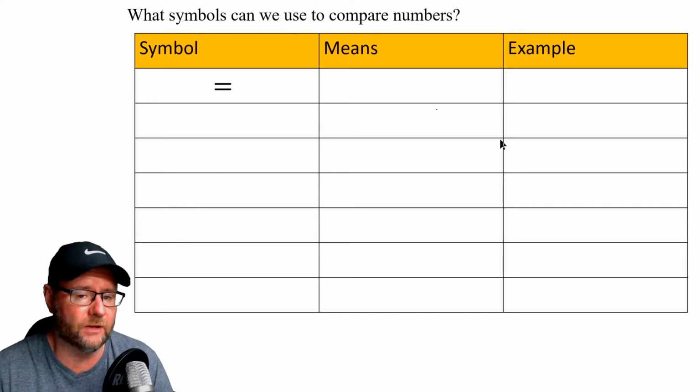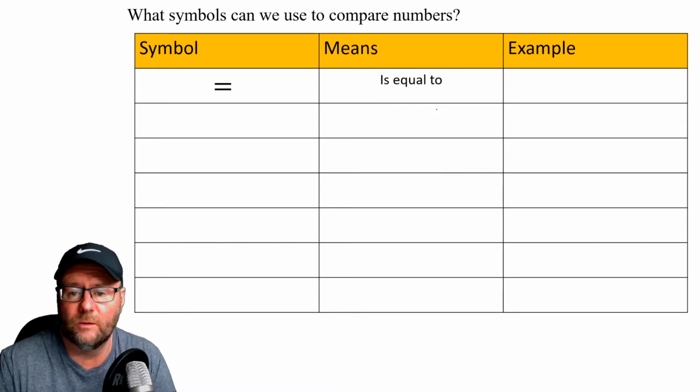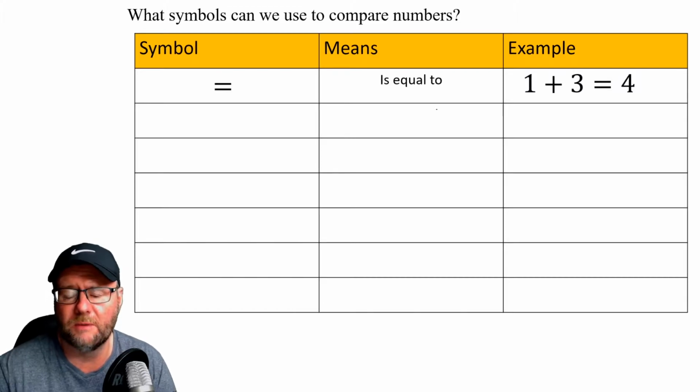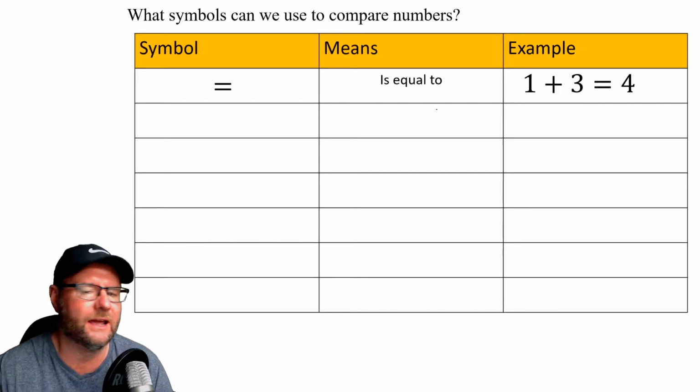Well, this one hopefully you've all seen before. It's nice and easy. It's the equal sign, and it just means is equal to. So an example might be 1 plus 3 equals 4, because the left hand side is the same as the right hand side. Okay, nothing tricky there.